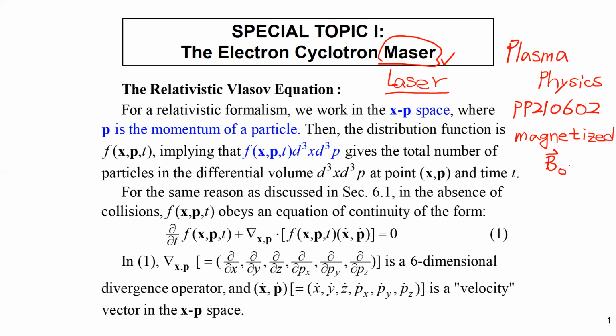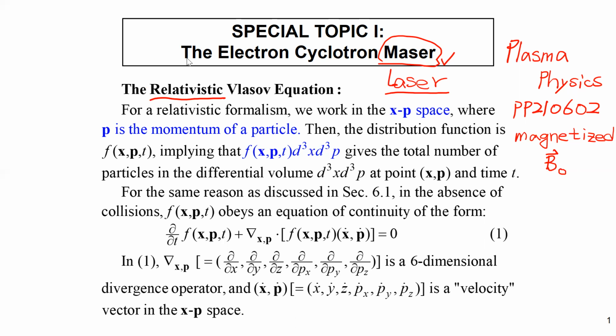So today we will focus on a very important topic: the relativistic Vlasov equation. As we mentioned before, without relativistic effect, for electron cyclotron, there is no instabilities. So I will show you that with the relativistic effect, we will see something different, something unexpected.